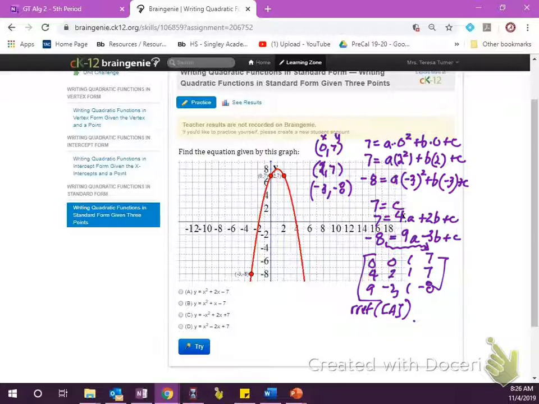Yes, the equation is y equals a x squared plus b x plus c.